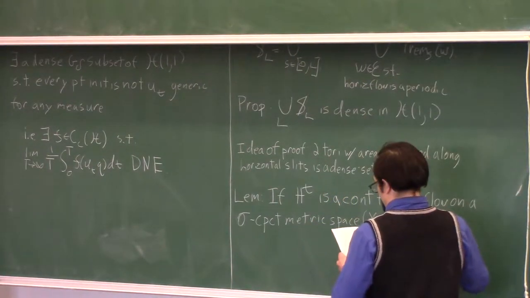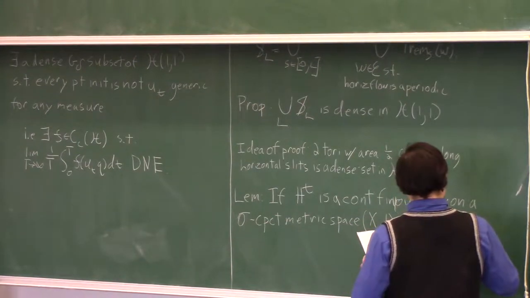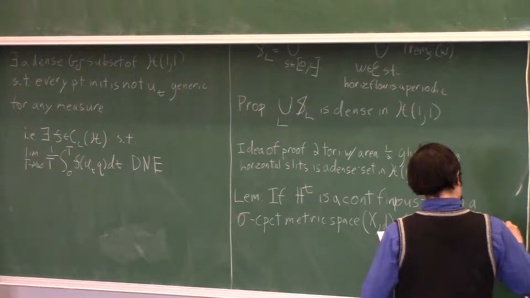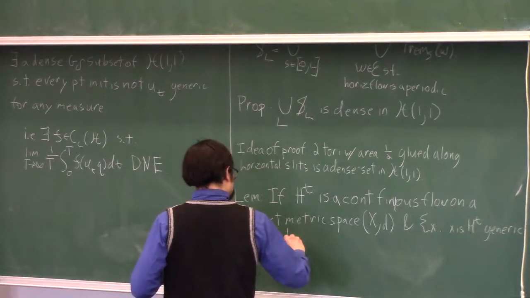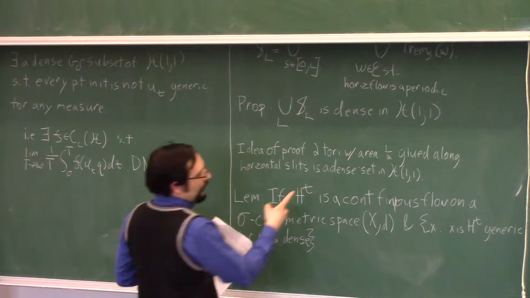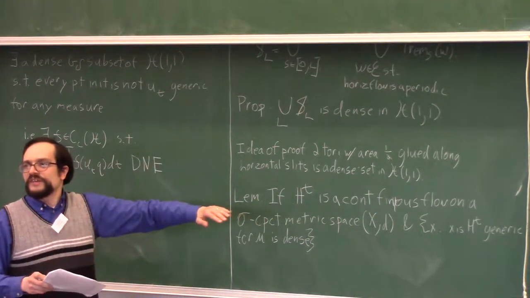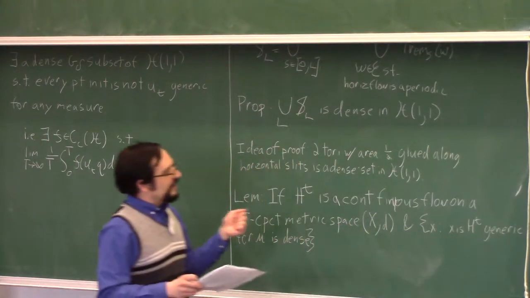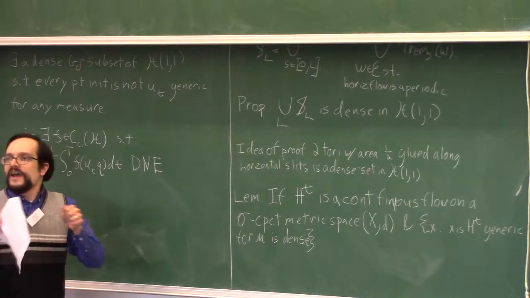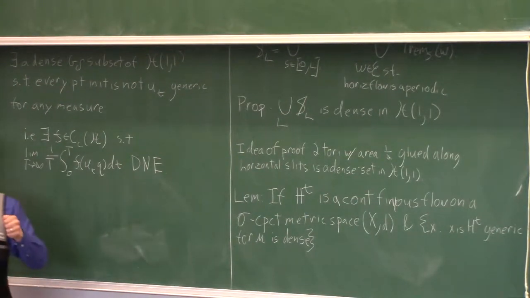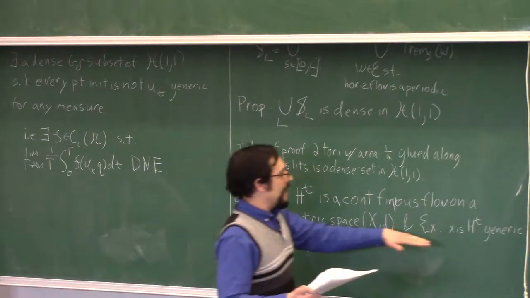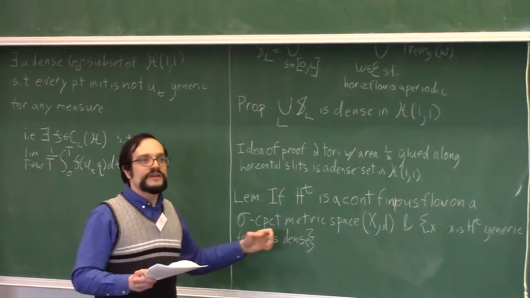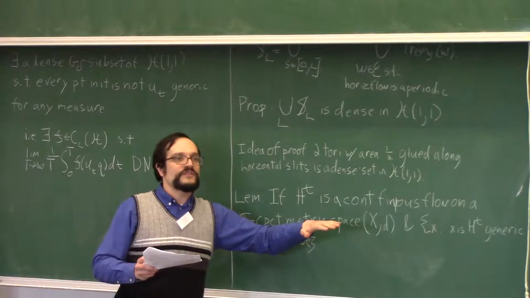And the set of X, so that X is HT generic for mu, is dense. So mu is some HT invariant measure on X, my sigma compact metric space. Remember what it means to be generic. I take X, I flow forward for time capital T, I average along that piece. This gives me a way to assign numbers to continuous functions. That's a measure. I take the weak star limit of this as t goes to infinity. I am assuming that it converges, and moreover, that it converges to mu. And I want the set of such points to be dense. Is everyone happy about this?